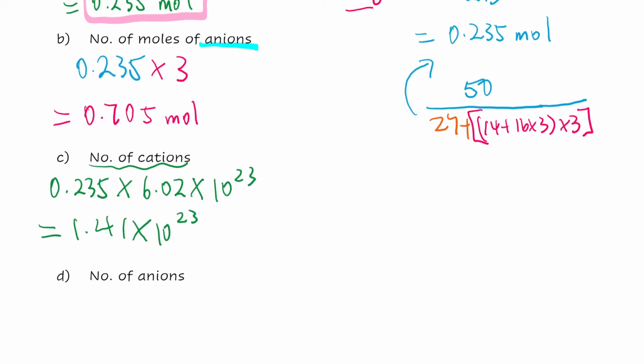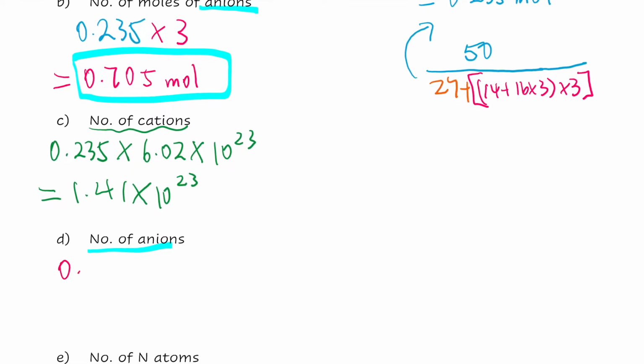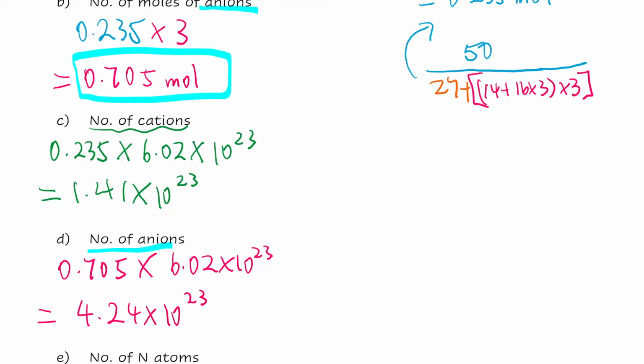Now they're asking you the same thing for part D. They're asking you to find the number of anions. Now you found the number of moles of anions, which was 0.705. So just do the same thing. To find the number of particles, you need to times it by Avogadro's constant. So again, use your calculator. 0.705 times Avogadro's constant. You should get 4.24 times 10 to the power 23.